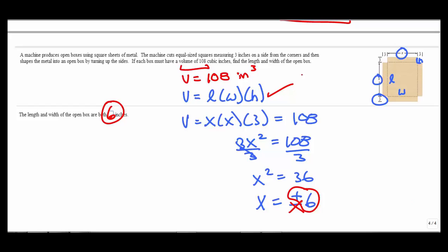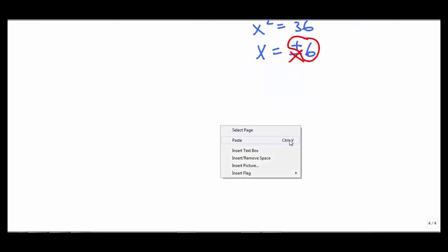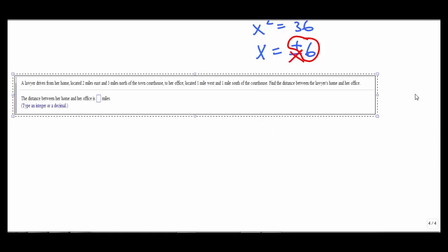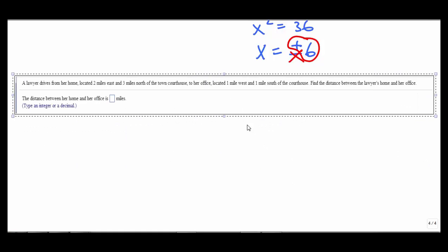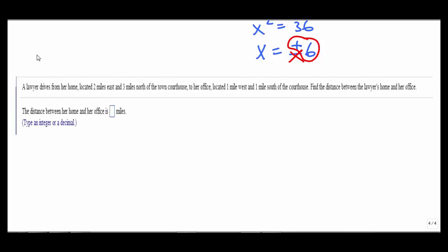This next question really isn't all that difficult, but what's hard about it is getting it set up correctly. So on this one, let's go ahead and focus on the setup. Again, if you need to pause and take a few minutes to read through this, that's fine. It says a lawyer drives from her home, which is located 2 miles east and 3 miles north of the town courthouse, to her office located 1 mile west and 1 mile south of the courthouse. Find the distance between the lawyer's home and her office.